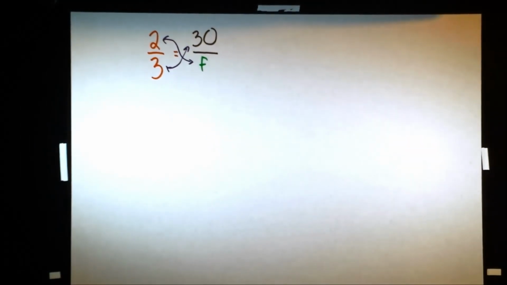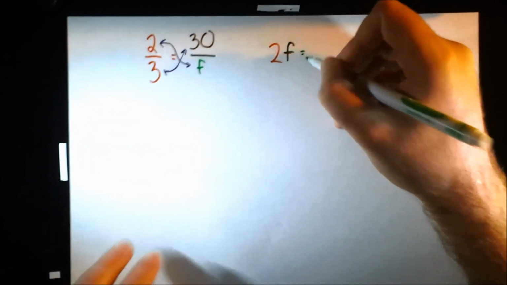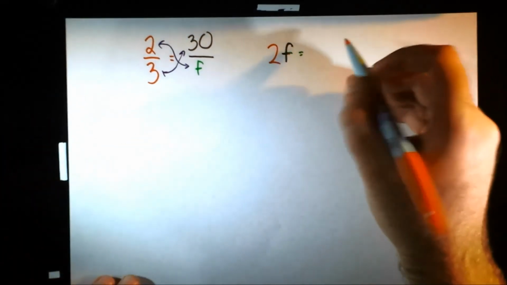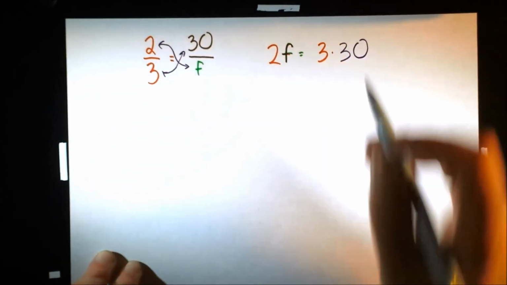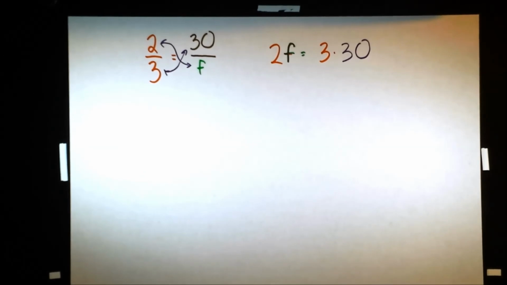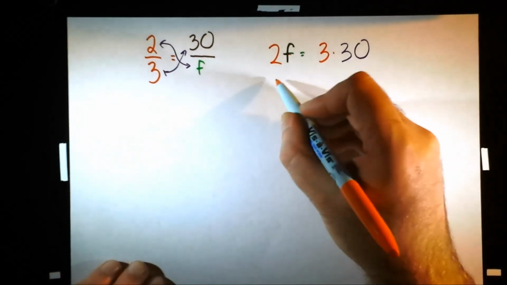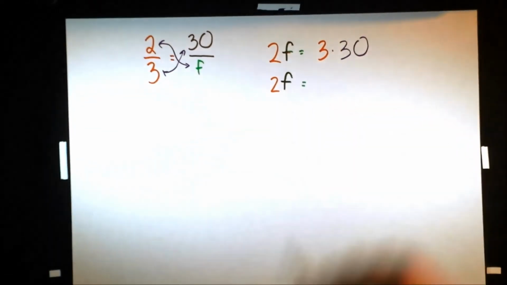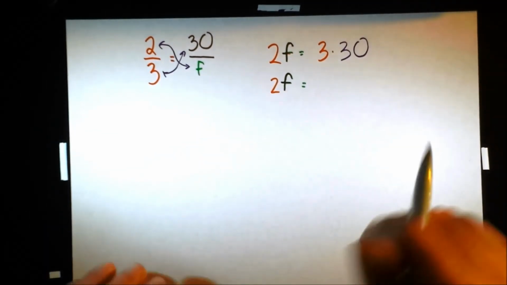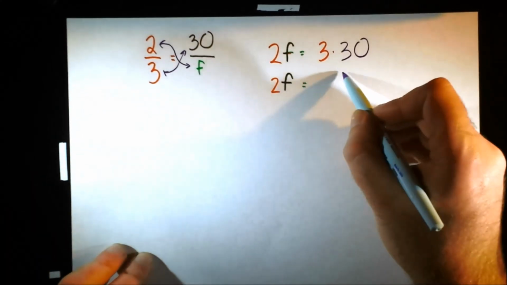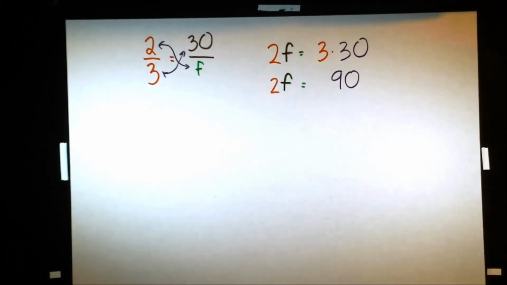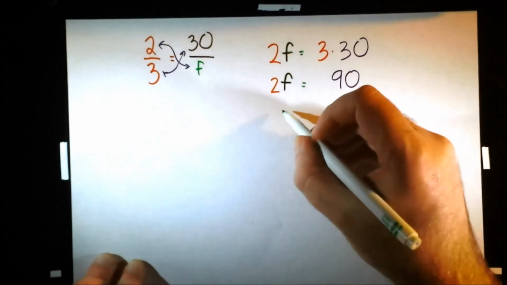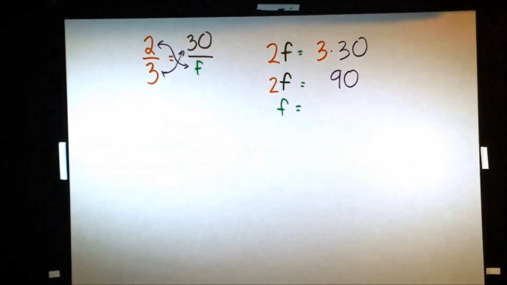All right, that should be pretty simple. Should be an easy cross multiplication problem. 2 times F equals 3 times 30. And what's 3 times 30? So 2F equals 90. And hopefully by this point everyone knows I'm going to divide both sides by 2. So our final answer, F, is what?